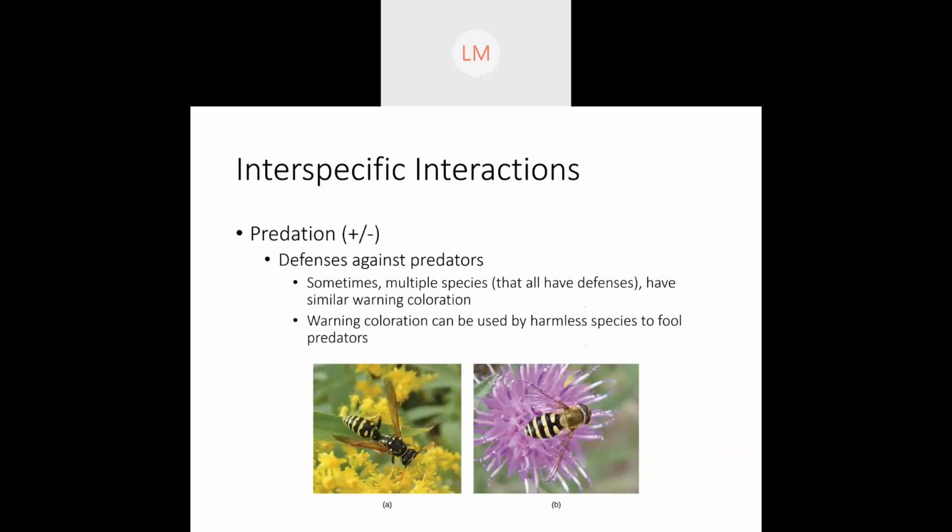Other individuals may adopt this warning coloration even if they don't have the same defenses as an individual that does have those defenses, as a way to kind of trick predators. So here we've got a type of fly, a hoverfly, I think it's called, that looks very much like an insect that could sting you. This is actually a harmless insect right here that's adapted this warning coloration to try and fool predators. So like we talked about that monarch butterfly also, there's another type of butterfly that looks very, very similar to the monarch butterfly, but doesn't actually taste bad.